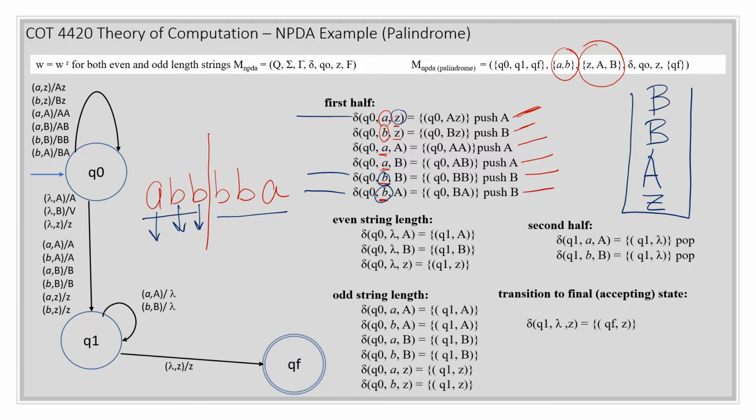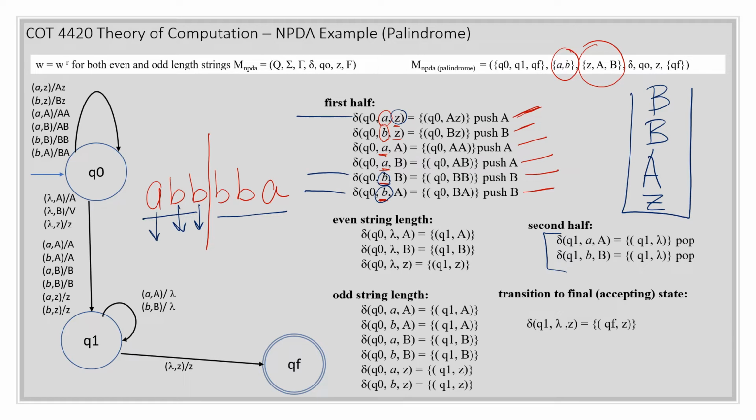If you notice, it seems like a lot, but you just have to take into consideration all of the stack symbols and all of the symbols of your alphabet and all of the transitions. So that's why it looks like so much. Then after I do that, this is the first half. Then I have my second half. I'm in Q0 while I'm pushing all these A's and B's on there, and when I get to my second half over here, I'm going to pop off.